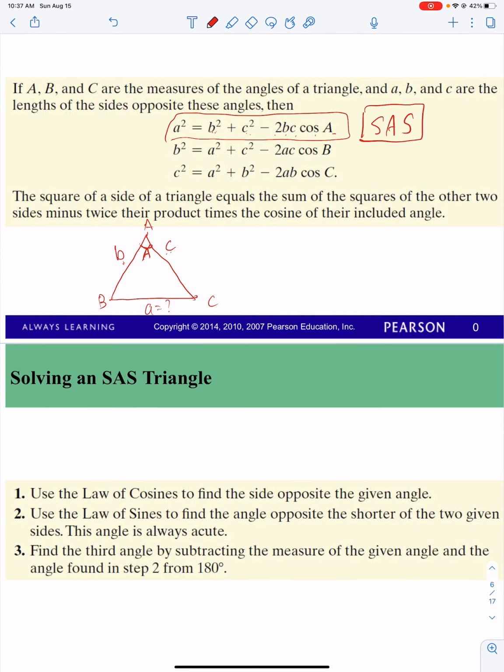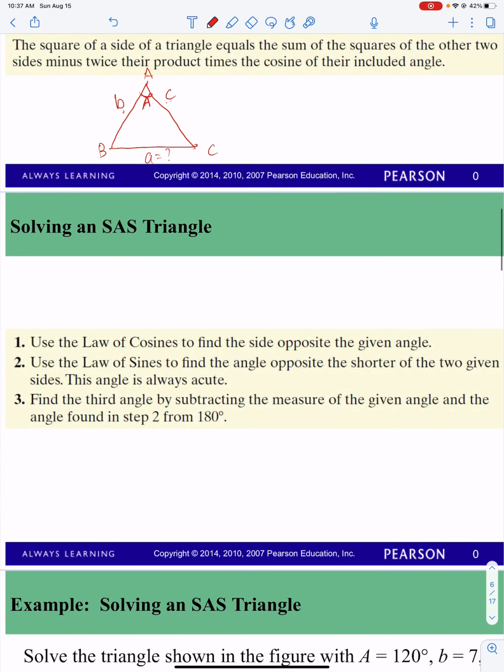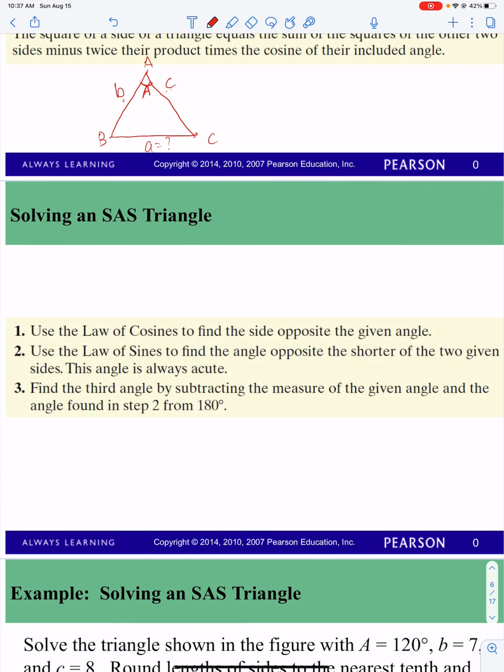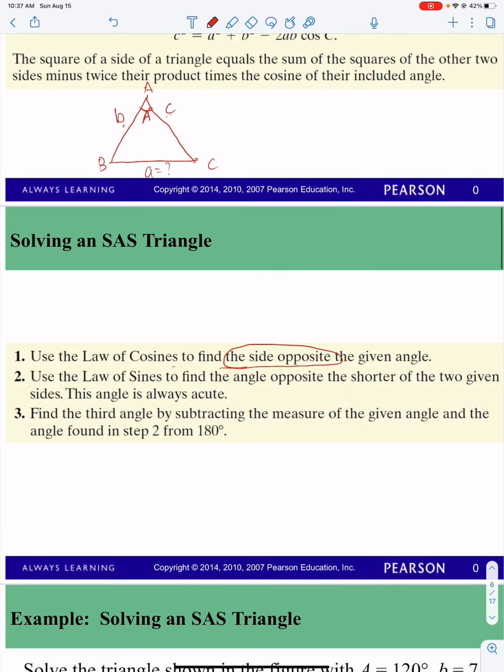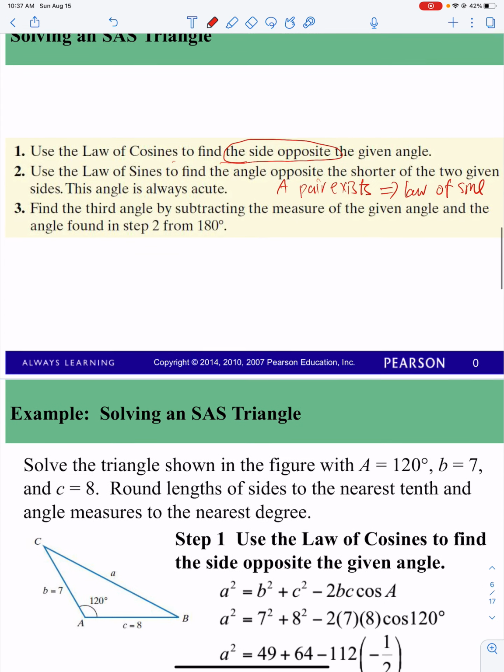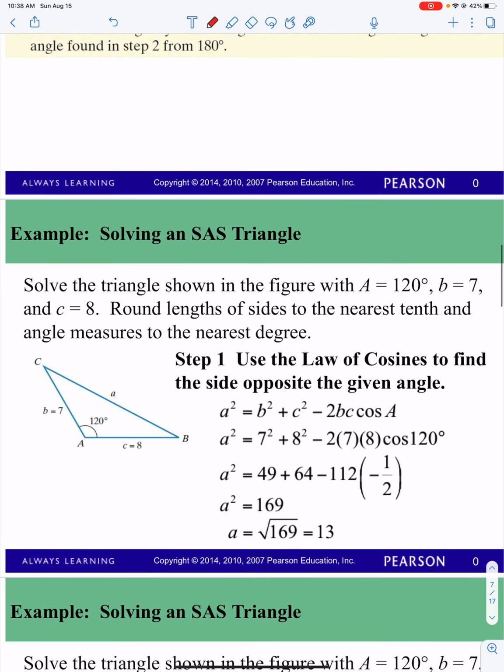So use the law of cosines to find the opposite side. What will be the approach for solving SAS? You use the law of cosines to find the opposite side first. After you find the opposite side, what do you have now? You do have a pair. Then you can use the law of sines to find the others. You can find one other angle, and then you can find the third angle by subtracting the two angles. So this is the idea.